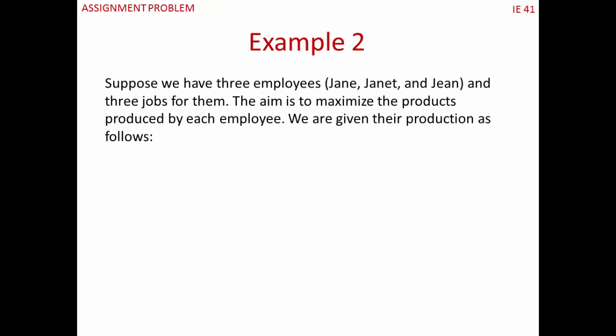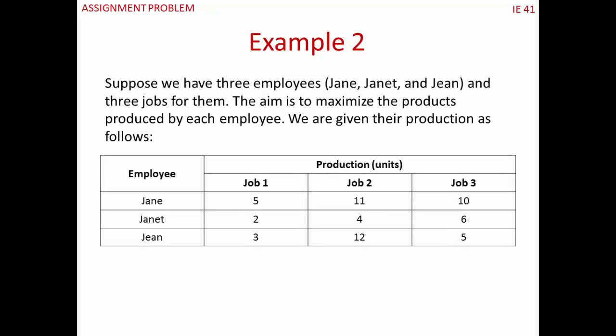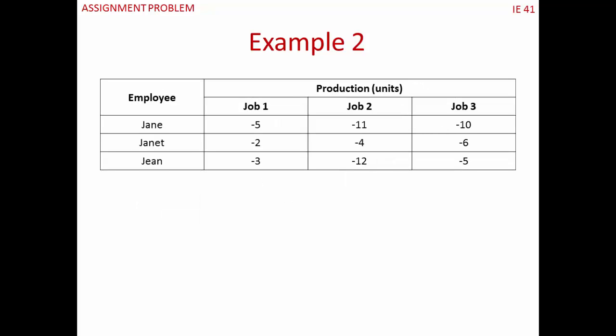Maximization. To illustrate how the Hungarian method works in solving maximization problems, here is an example. Suppose we have 3 employees, Jane, Janet, and Jean, and 3 jobs for them. The aim is to maximize the products produced by each employee. We are given their production as follows. For this video, we will negate all the elements of the production matrix and treat the problem as if it was a minimization problem. Multiplying -1 to all elements, we will get the following matrix.